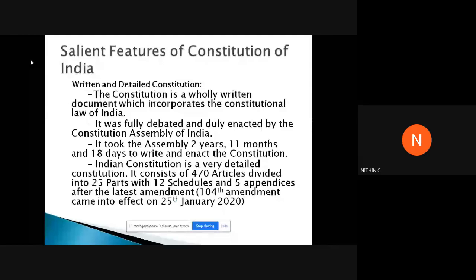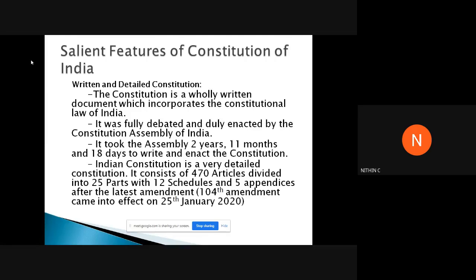So ours is a fully written document which incorporates the constitutional law of India. It took 2 years, 11 months and 18 days to write and enact the constitution. Then the Indian constitution is a very detailed constitution. It consists of 470 articles. Remember, we have 470 articles as of now.